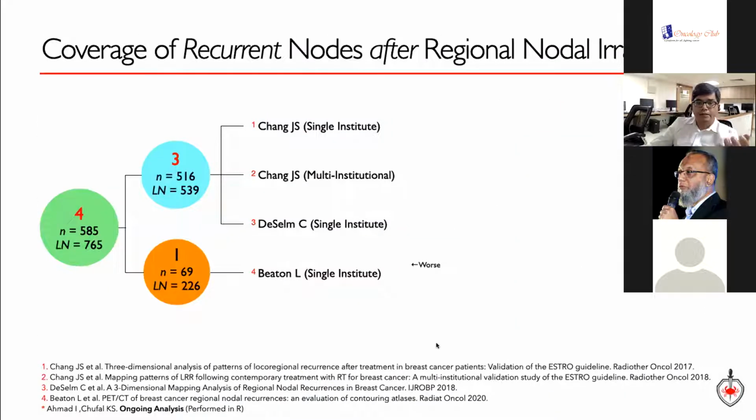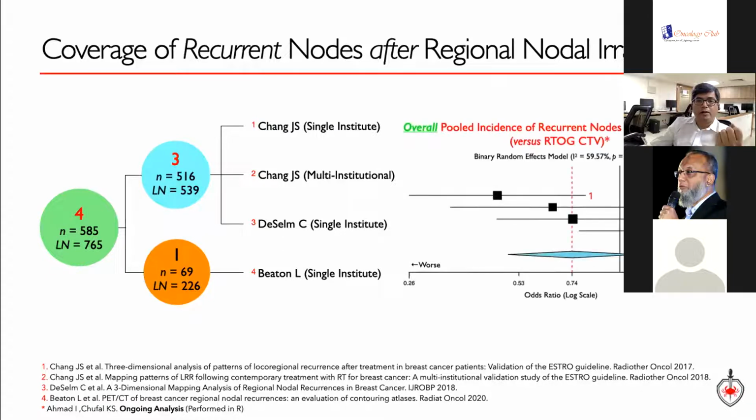So Dr. Kundan and I actually decided that there's no point just telling you what all these individual studies are. Let's just pool them together. And we performed this analysis. We found about 4 studies, 585 patients, and 765 lymph nodes. And they were classified separately, I'll tell you why. Because this one compared RTOG, ESTRO, and RADCOMP guidelines. This is a study by Beaton. And 3 studies comprising the majority of these compared ESTRO and RTOG guidelines.